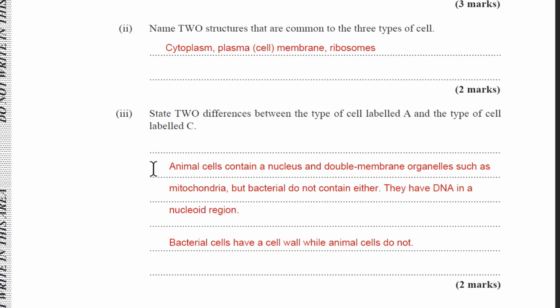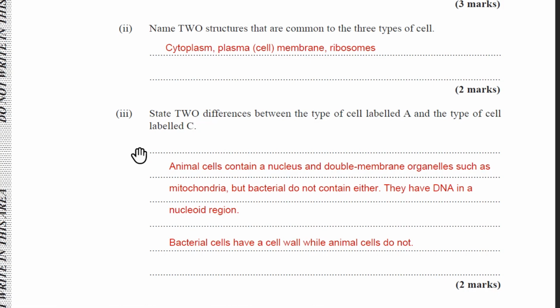Well, animal cells contain a nucleus. Well, first of all, animal cells are eukaryotic cells, right? That means that they are a lot larger. They have organelles, double membrane organelles, such as... Alright, state 2 differences between the type of cell labeled A, that is an animal cell, and the type of cell labeled C, which is a bacterial cell.